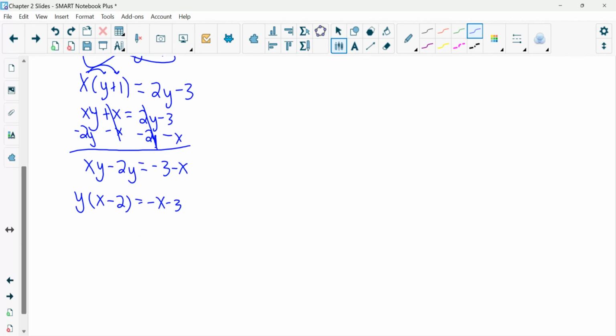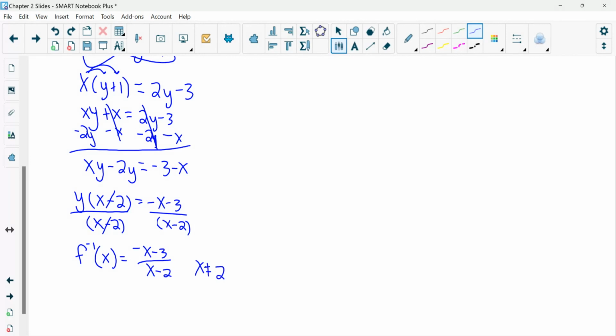All right, so the last thing we have to do to get the y by itself is then do our division. Right now we're multiplying, so we can divide both sides by x minus 2. Okay, so those x minus 2's cancel. The y is essentially by itself now. So therefore, we can use our inverse notation. So I'm making that y f inverse of x. On the right side, we have negative x minus 3 all over x minus 2. And we can just say x cannot equal positive 2. Because 2 minus 2 is 0.